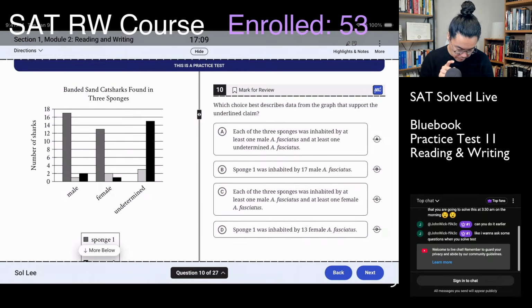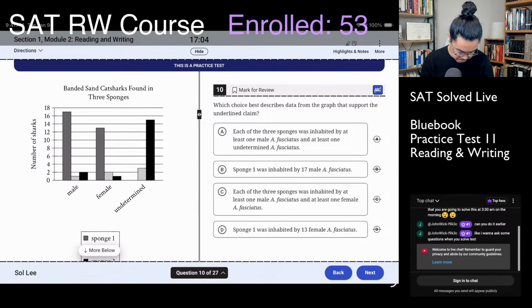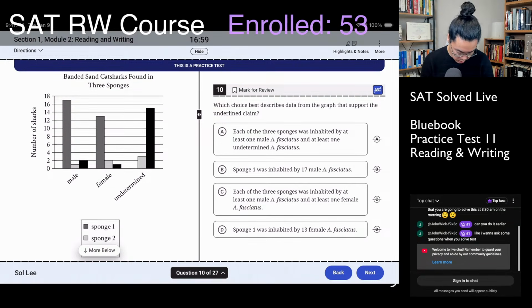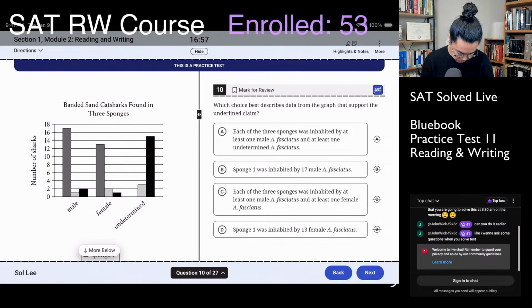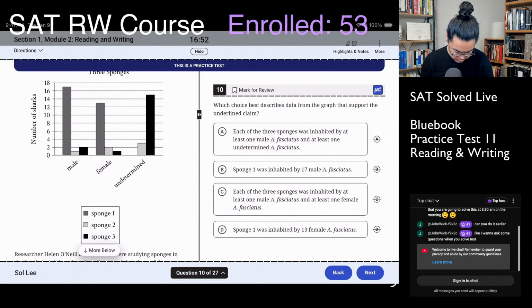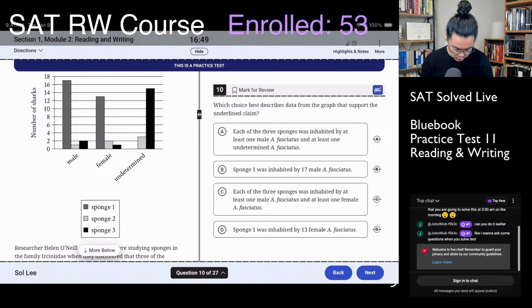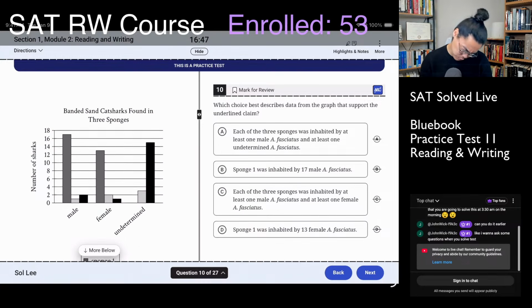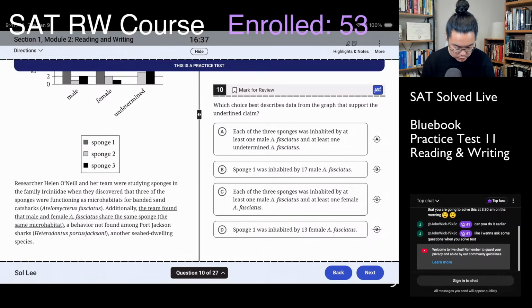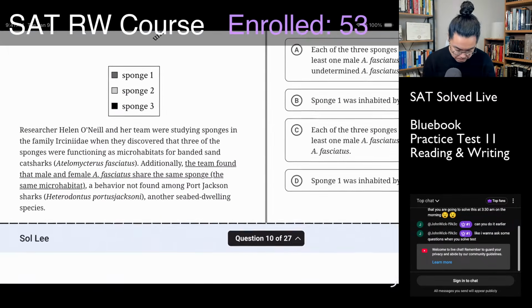Okay. Banded sand cat sharks found in 3 sponges. Cat sharks in sponges. Okay, there are sponge 1, 2, and 3. And there's a lot of males in one. There's a lot of females in one. And there's no undetermineds in one. Oh, okay. This is a weird one to read, but I just understood what's happening. So in sponge 2, there's just a small number overall, and in sponge 3, the cat sharks are mostly undetermined.